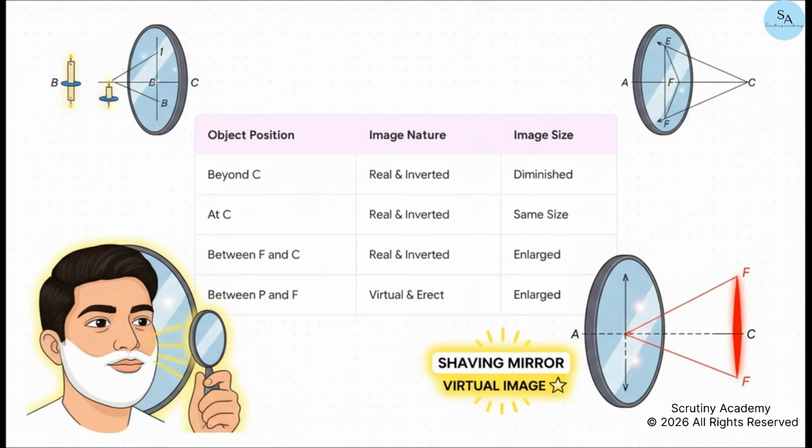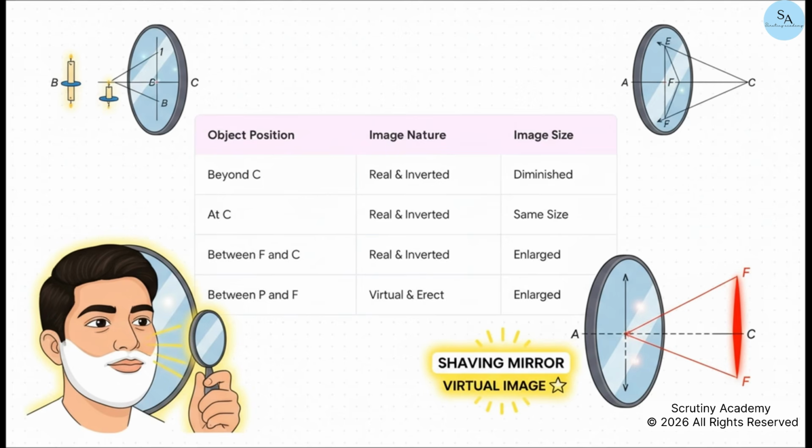This table basically shows you the superpower of a concave mirror. It's all about where you put the object. Place it far away, beyond C, you get a small, upside-down real image. Move it closer to C, and the image grows to the same size. Move it between C and F, and now you have a large upside-down image.